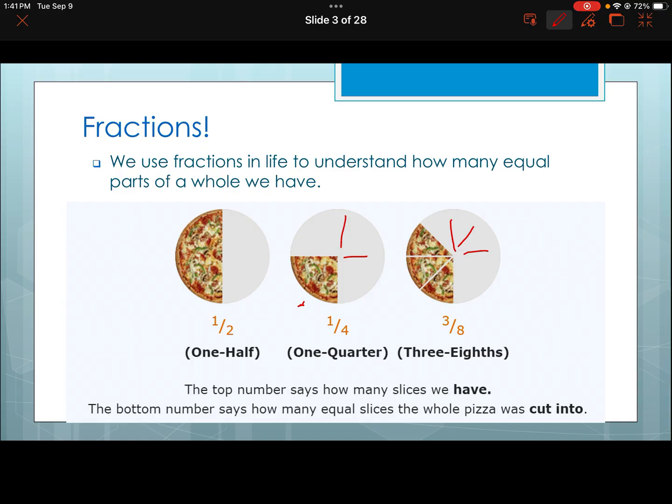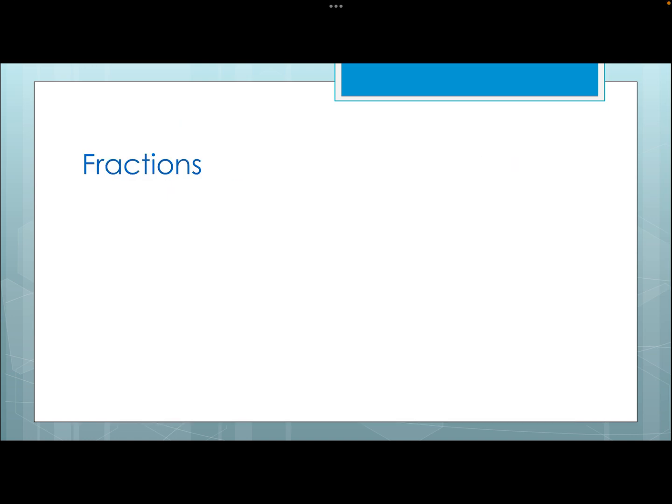The top number says how many slices we have, so we either have 1 slice or 1 slice or 3 slices, and then the bottom number says how many equal slices the pizza was cut into, right? And it's important for it to be equal slices because that's the whole point of fractions. Okay. Now, it would be ridiculous if in real life we were talking about everything in terms of pizza. That's not how things work.